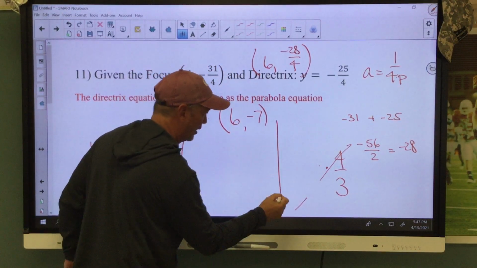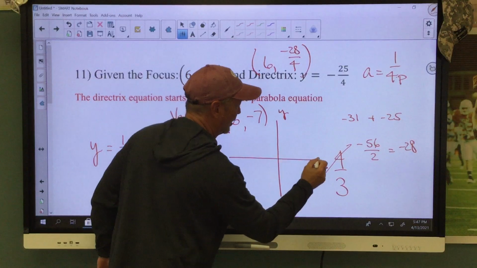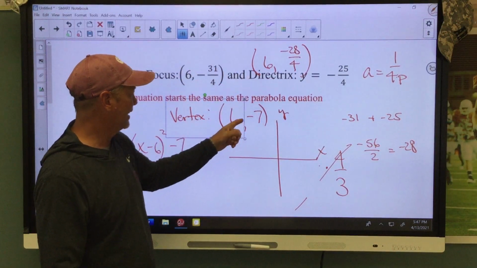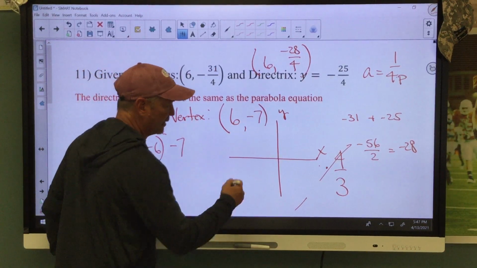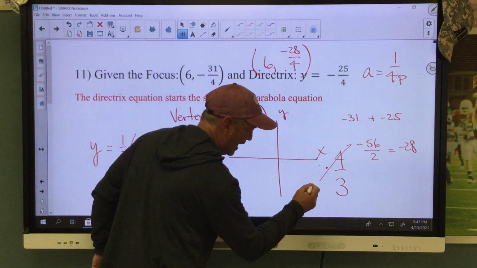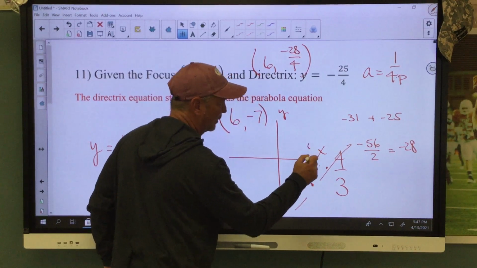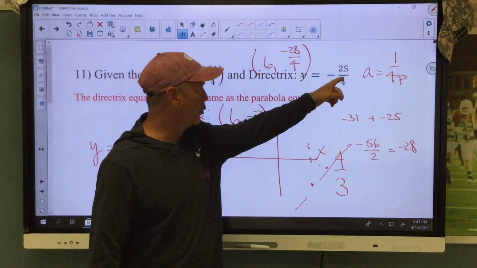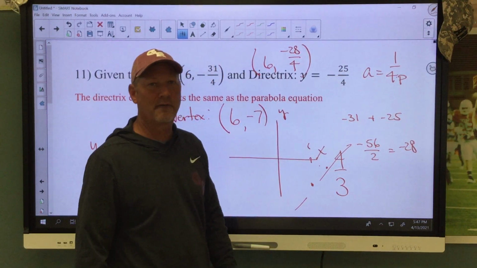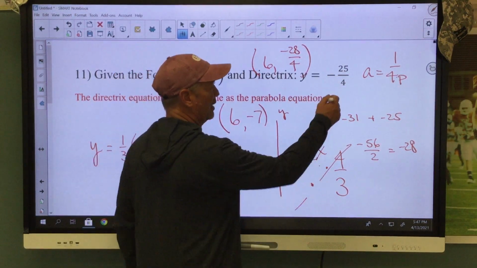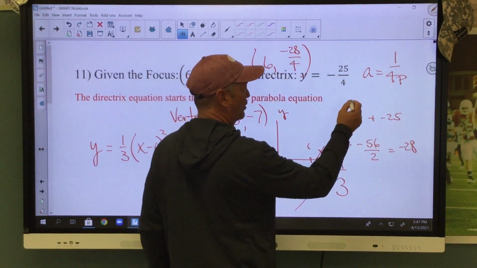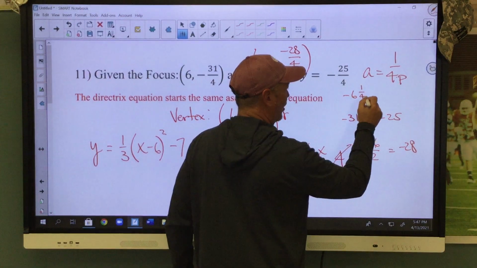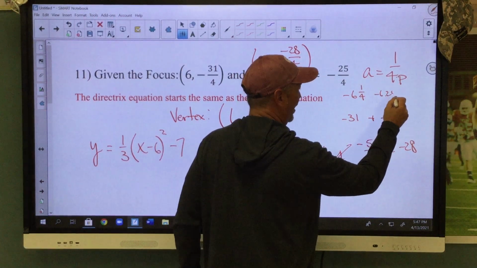All right. There's my y-axis. There's my x-axis. My vertex is at 6, negative 7, which is down here. There's my 6. My directrix is y equals 25 over 4. We can put this in the calculator. This is going to come out to be negative 6 1/4, or negative 6.25.